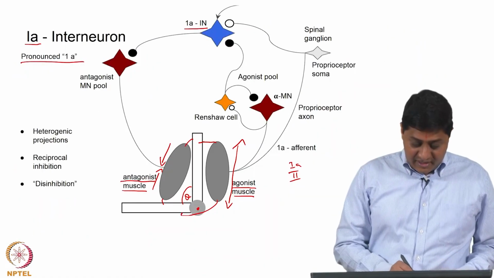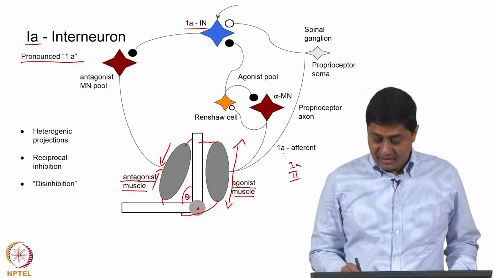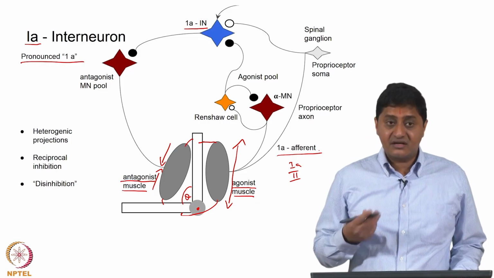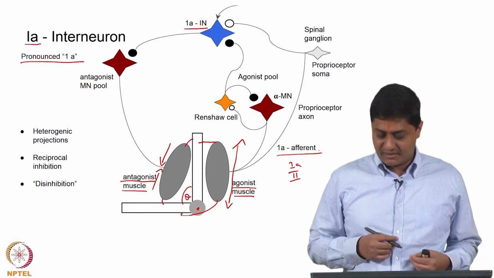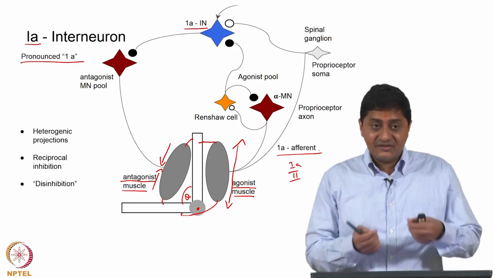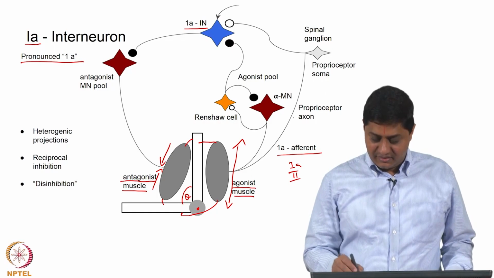So, when the antagonist is contracting, the agonist will stretch and then the sensor will start firing, will start sending an input that is proportional to the amount of stretch, is it not? So, it is a length sensor. As soon as the length becomes increased, this is going to start sending information.